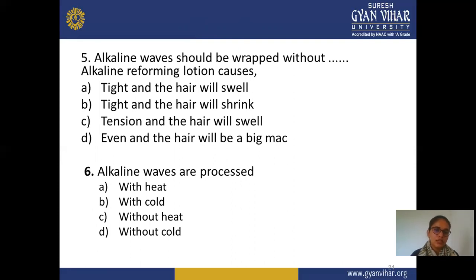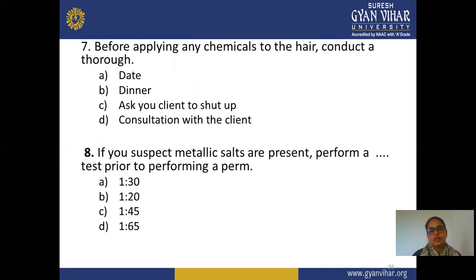In the sixth question, alkaline waves are produced with what? A is heat, B is with cold, C is without heat, and D is without cold. Next, in the seventh question, before applying any chemical to the hair, product or contact throughout, A is dinner, B is wait, C is ask the client to shut up, and D is consultation with the client. And the eighth question: if you suspect metallic salts are present, perform a test prior to performing a form. In this, A is 1 to 30, B is 1 to 20, C is 1 to 45, and D is 1 to 65.